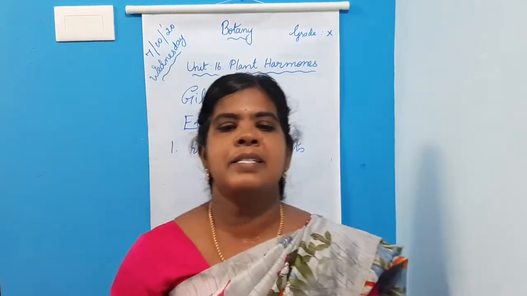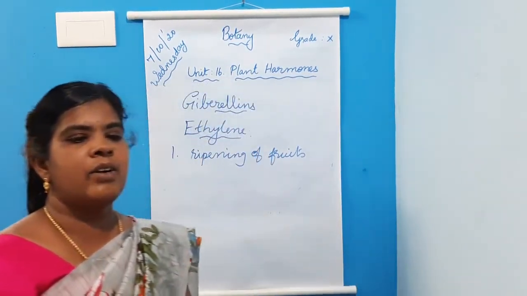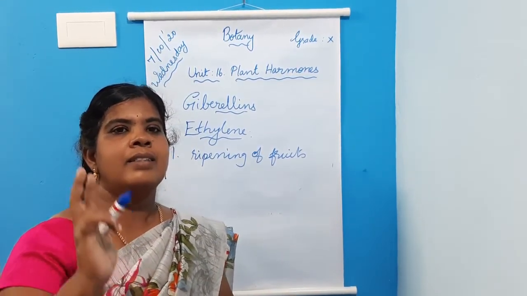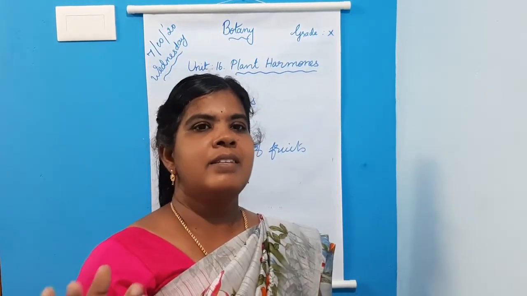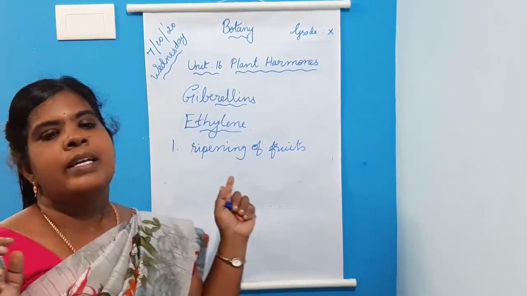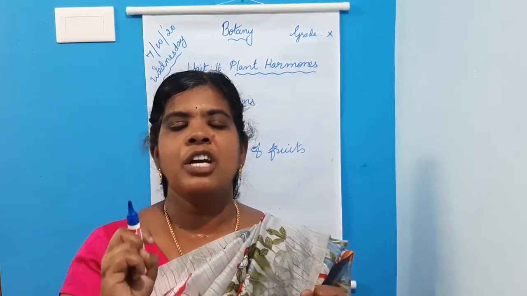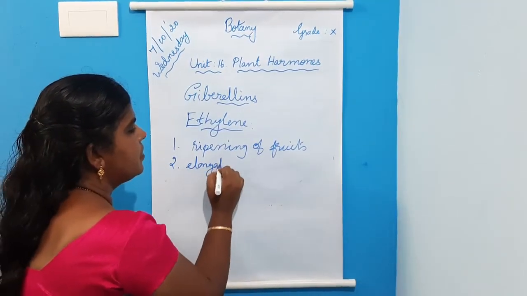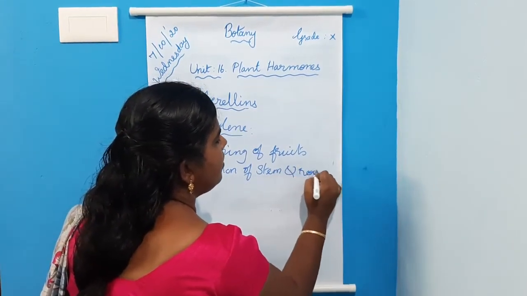Next, it inhibits the elongation of stem and roots in dicots. What are dicots? Plants having seeds with two cotyledons, isn't it? For example, jack tree, mango tree, bean plant, these are all dicots. The seeds contain two cotyledons. Listen, here the ethylene inhibits or prevents the elongation of stem and root in dicots.